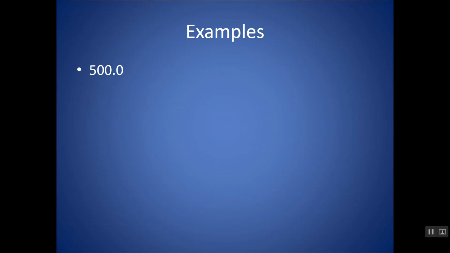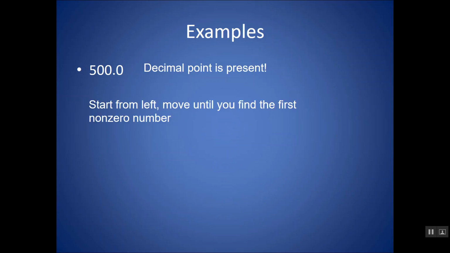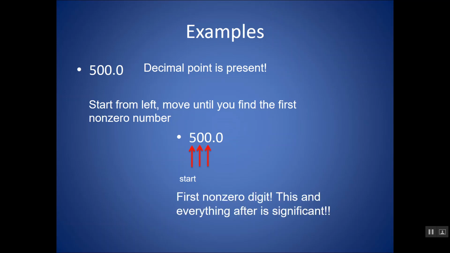Let's look at another example, 500.0. The decimal point's present, so we'll start looking from the left. I'm going to start from the left-hand side of the number and move until I find my first non-zero. Oh, the first digit is a non-zero. So that and everything after, whether 0 or not, is significant. So there are 4 sig figs.